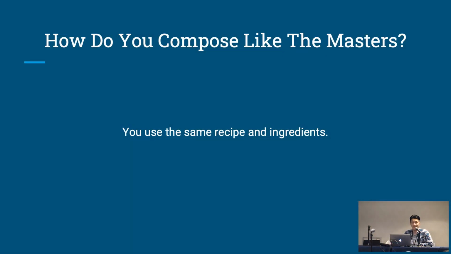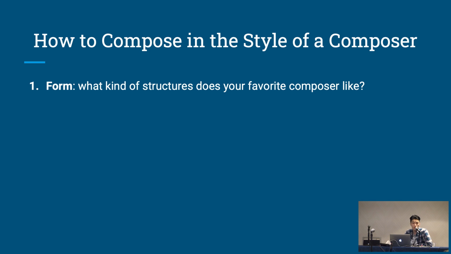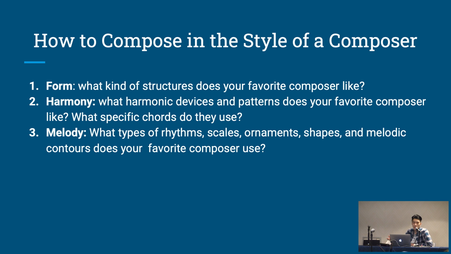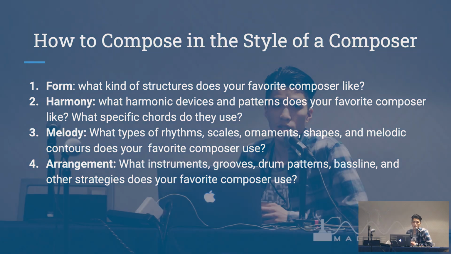So, this is what I think. Use the same recipe and the same ingredients, going back to our analogy with cooking. So how do you compose in the style of a composer? Really, everything we looked at. Form: what kind of structures does your favorite composer like? Harmony: what harmonic devices and patterns does your favorite composer like? What specific chords are they using? Melody: the rhythm, scales, ornaments, shapes, melodic contours. Finally, arrangement: the instrumentation, grooves, drum patterns, specific bass lines, and other strategies. So basically, everything we did with analysis.